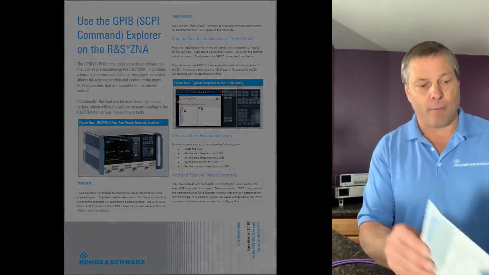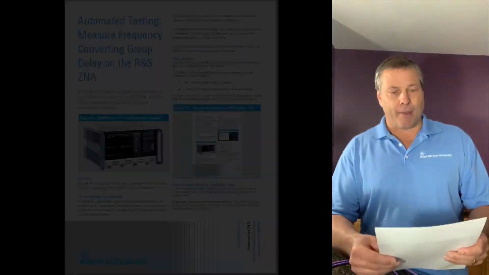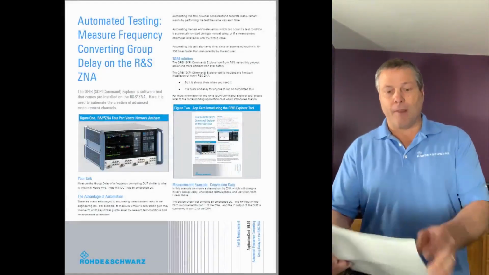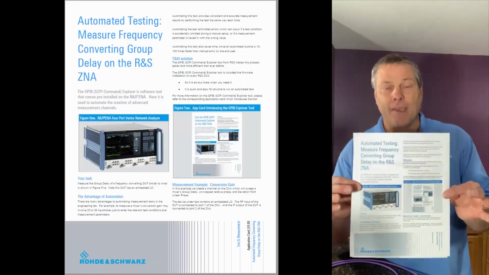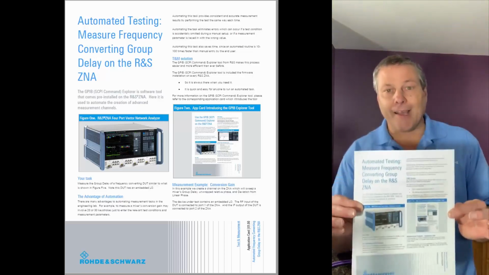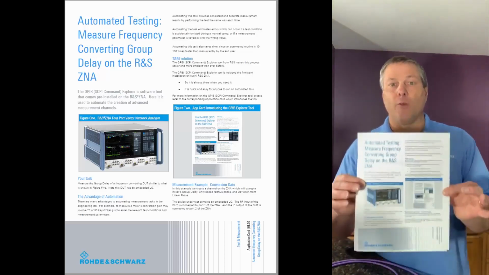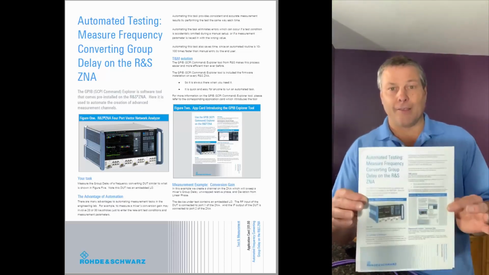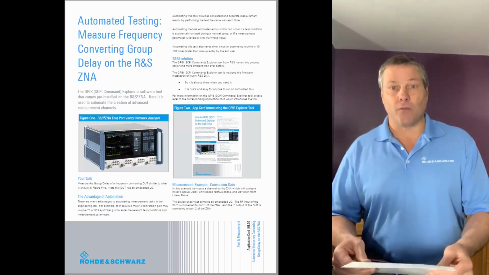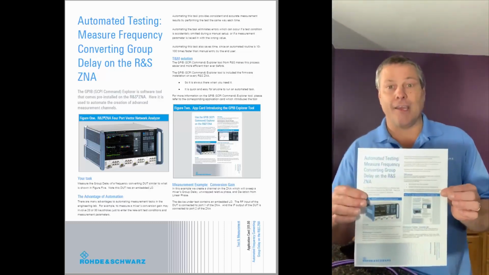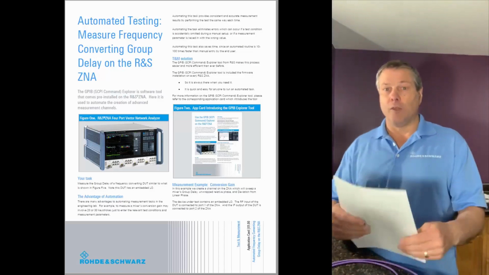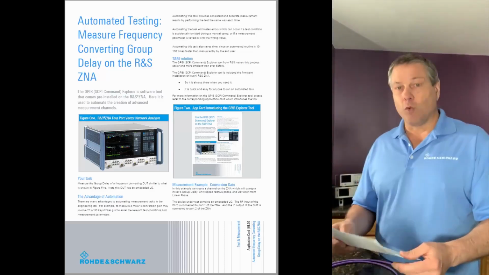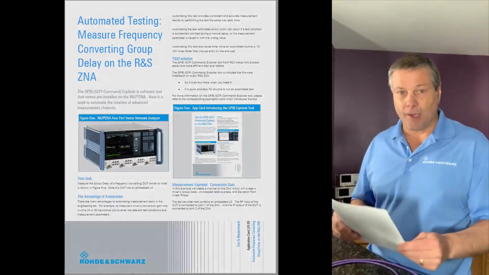The second thing I want to point out then is a second application card that I have on automated testing for group delay measurements. This application card describes exactly how to set up the measurement of frequency converting group delay on the ZNA. So everything I'm going to show you in this video is already covered in the application card in case you want to skip ahead to that. But in the video, I'm going to show you how to do this step by step so that you can take advantage of the video or the application card.